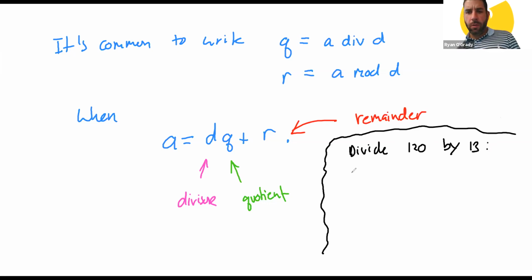So if I do that, what is 120? Well, 120 would be equal to 13. How many times does 13 go into 120? Well, if I multiply 13 by 10, I get 130, right? So it's going to be 9, right? So what's 13 times 9?